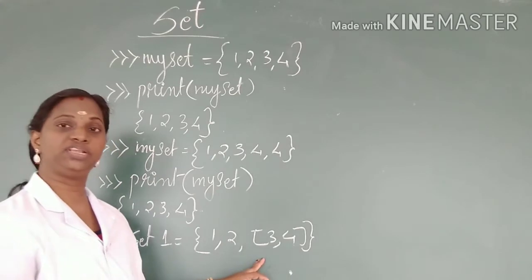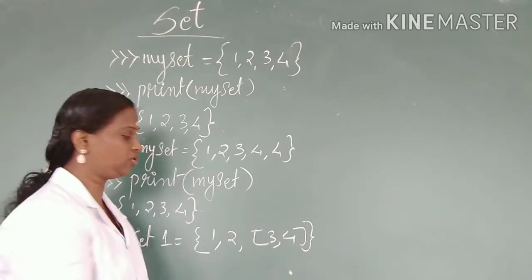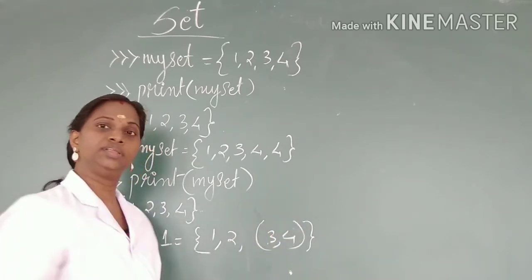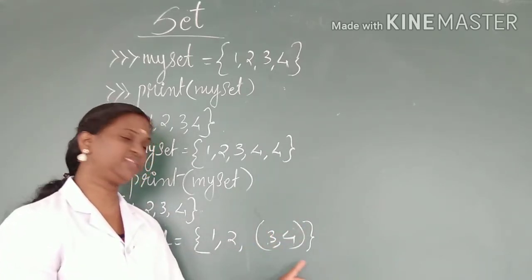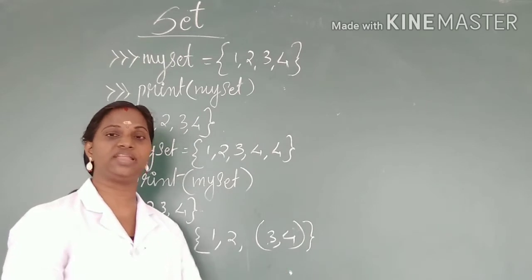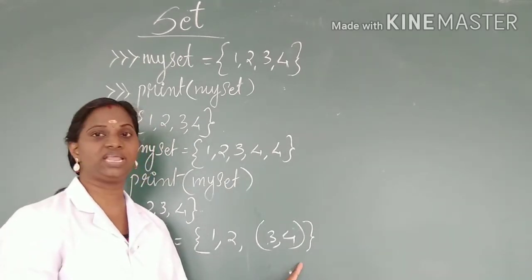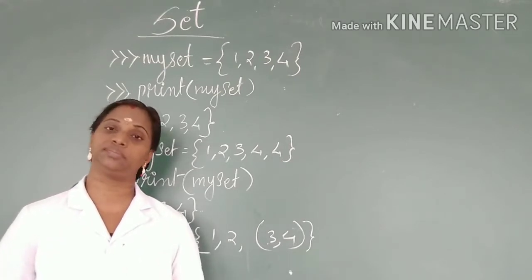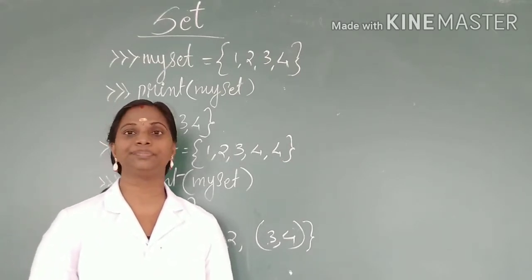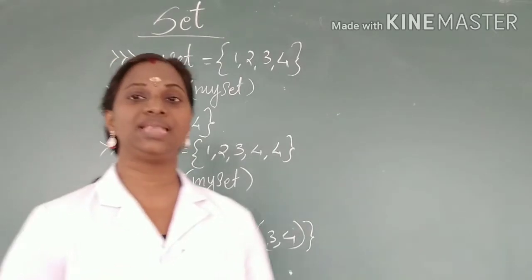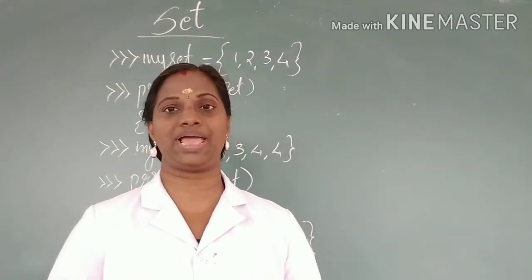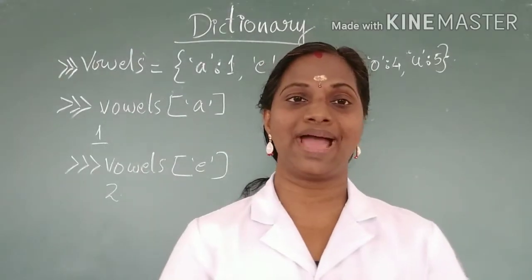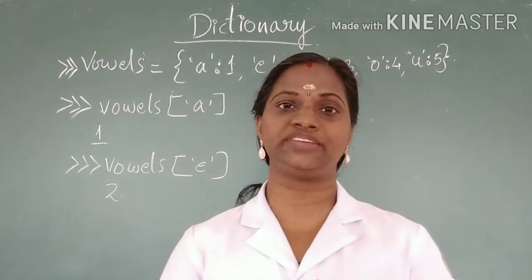See, instead of giving this list, you can give a tuple. When you use this parenthesis, then it's called a tuple. So this one is legal. A set supports tuples, but a set does not support which one? A list, because a list is a mutable element. Clear? Okay. Another feature of Python is the dictionary.